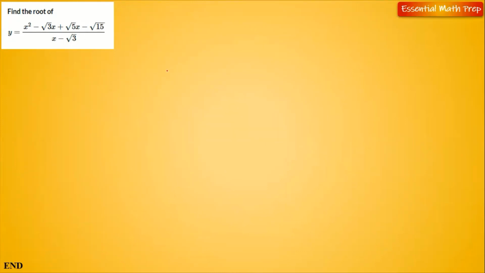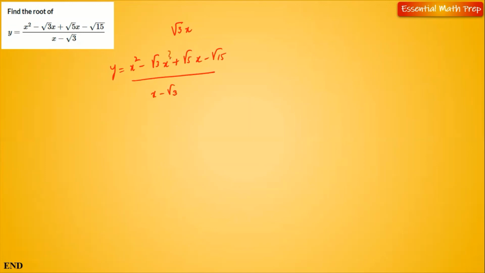So we have y equals x squared minus root 3 times x plus root 5x minus root 15 over x minus root 3. You have to know that when you write this, the x is not part of the root. It's only the 3 that is part of it. So keep that in mind. So y equals x squared minus root 3x plus root 5x minus root 15 over x minus root 3.